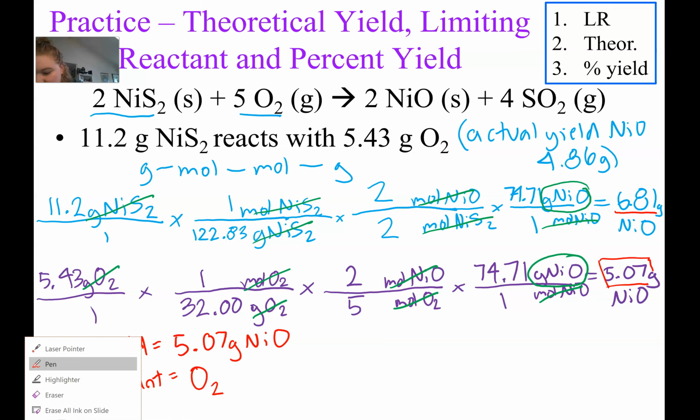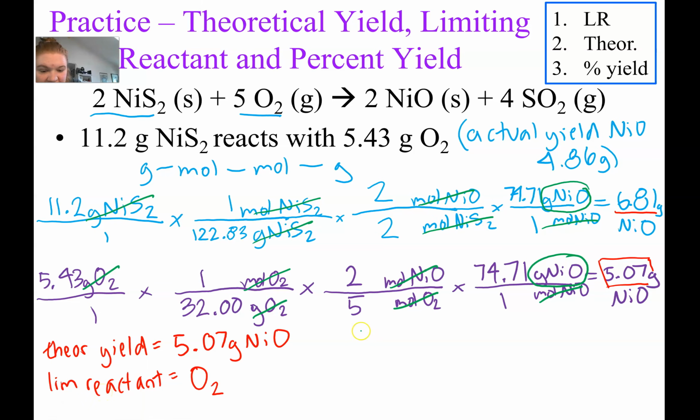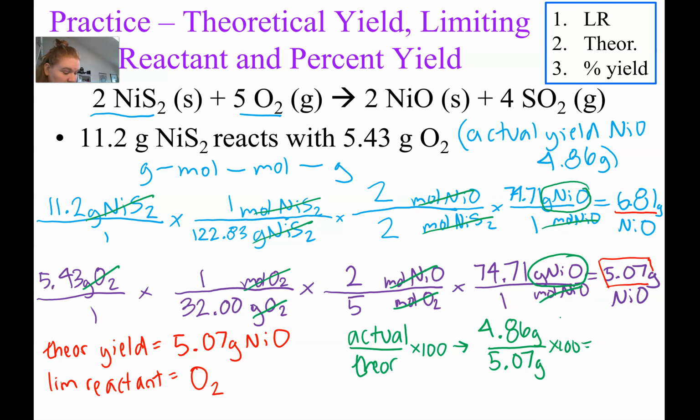The last piece of the puzzle is our percent yield. So for percent yield, we're going to do actual over theoretical times 100. So my actual was given in the original problem, 4.86 grams, divided by our theoretical that we already solved for, times 100. Put that in our calculator, and we get 95.8%. So to add to my final list of answers down here, my percent yield is 95.8%.